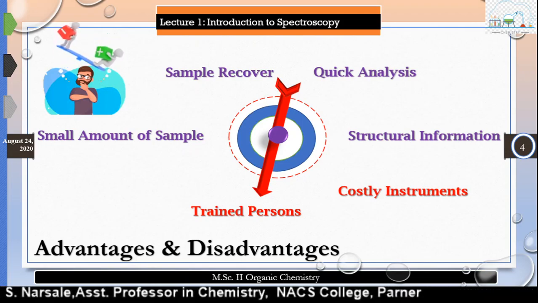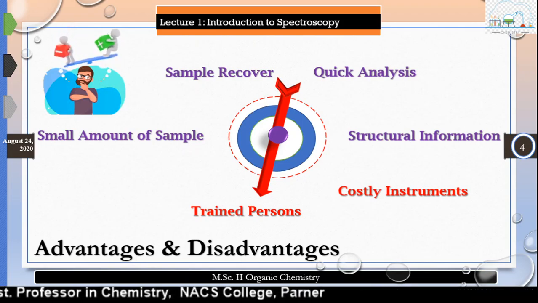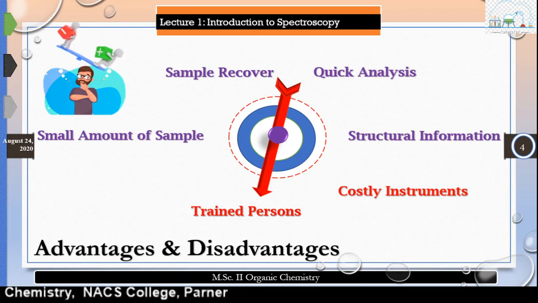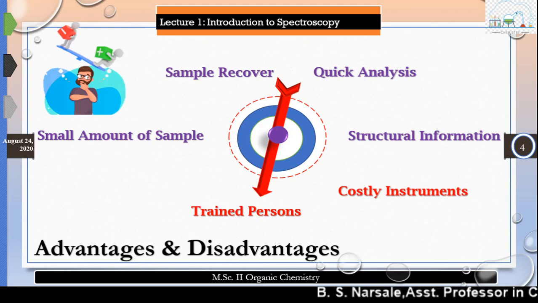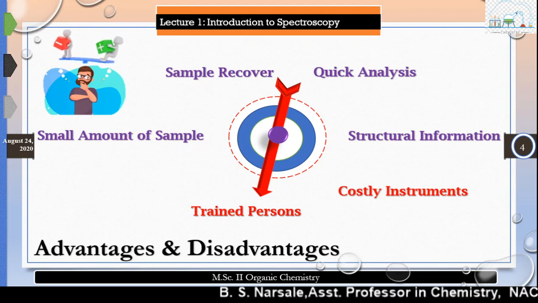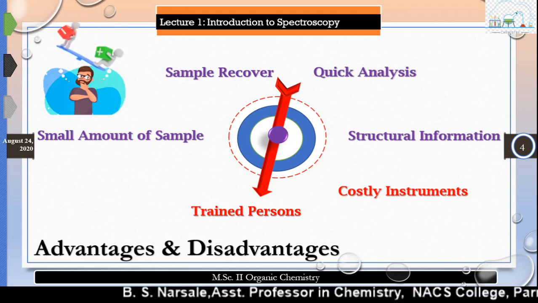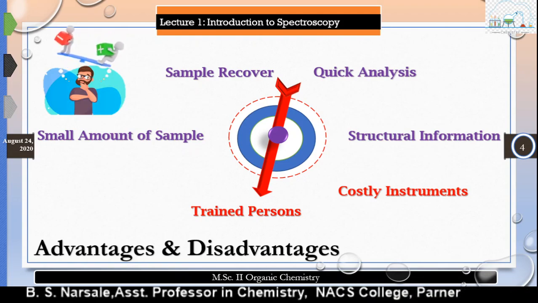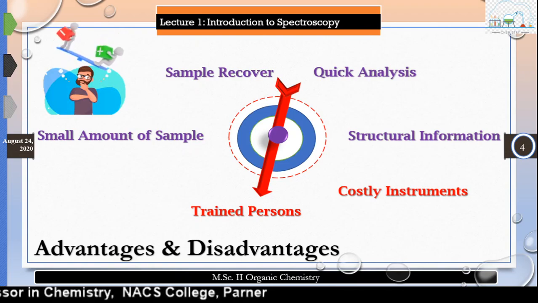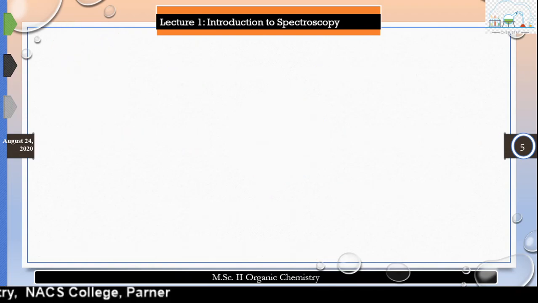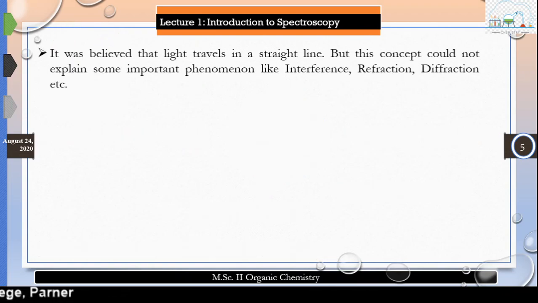But this is a quick method, so we can get analysis easily, and due to that we can perform a number of samples with the use of 10 persons if you purchase a single instrument. So these disadvantages we can turn into advantages and go for what is meant by actual spectroscopy.